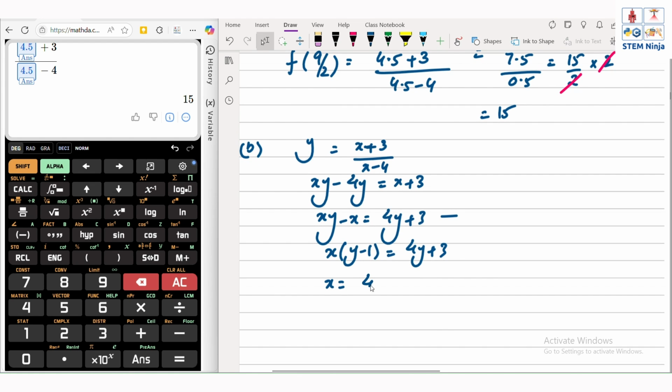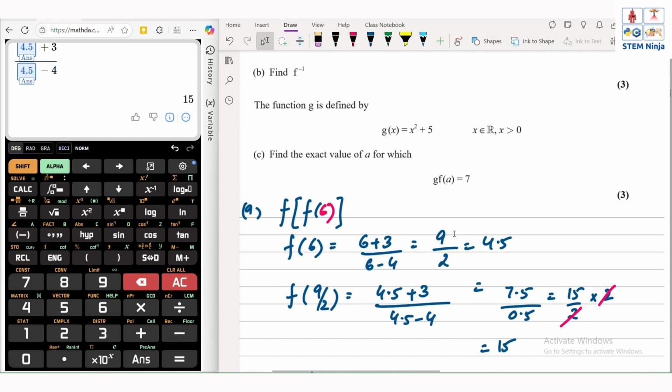X would be equal to (4y plus 3) divided by (y minus 1). And finally, f inverse of x can be written as (4x plus 3) divided by (x minus 1). So that's the inverse of that.